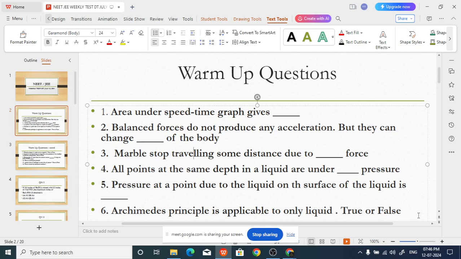So what will be the pressure at the same depth? Suppose you go into a well for taking a bath. If you go down, the pressure will be more. But the points at the same depth will be under the same pressure. The pressure will be equal, because the points are at the same depth. Under equal pressure or same pressure, that is the answer. Okay, go to question number 5.